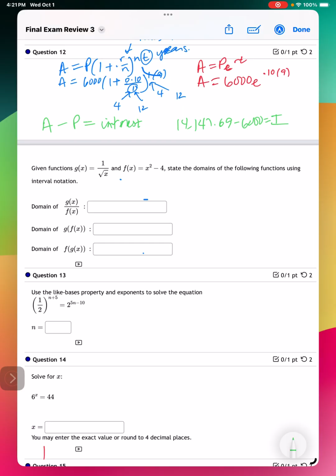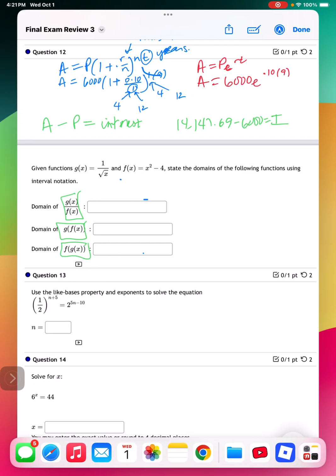12 is a multi-step problem. You're asked to do a few things with your functions first. This is function notation. This one's composition. This is division, dividing functions, and this, of course, is another form of composition, but going the other direction. But notice, really important, it's not asking you to find that composition or that division. It's asking you to find the domain.